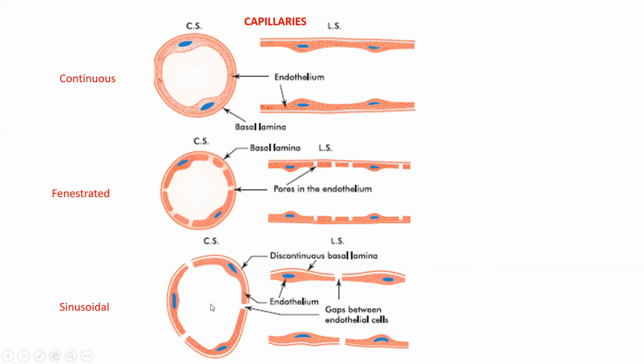The sinusoidal capillary has a large irregular lumen lined by discontinuous endothelium. Not only is the endothelium discontinuous, but the basal lamina is also discontinuous, permitting passage of blood cells and macromolecules. Such sinusoidal capillaries are seen in liver, bone marrow, spleen, etc.